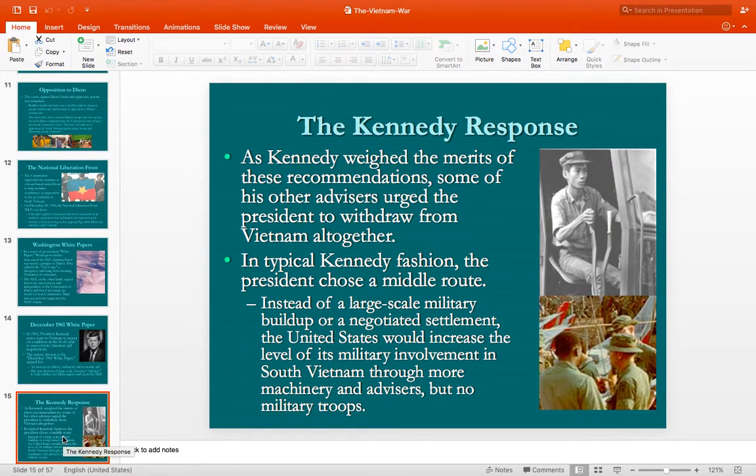Kennedy weighs his options and decides to sort of take a middle of the road approach. He's also getting advice that says something else. He's getting advice that says this is a war of independence. We should not get involved. We should let these people fight a civil war and attempt to stay out of it. So he tried to take a middle of the road approach.